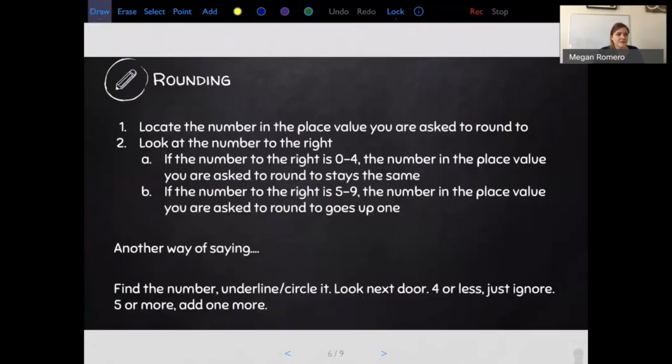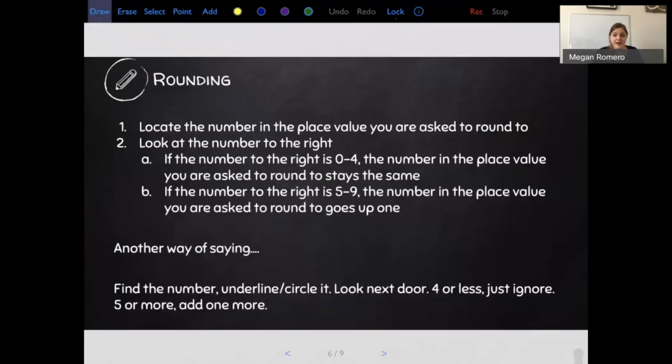So there's a couple different ways to remember rounding. First, you locate the number in the place value you are asked to round to. So for instance, you'll be told to round to the nearest 10 or the nearest 100 or the nearest tenth. Then you look at the number to the right. The number to the right determines how you're going to round the place value that you were asked to.